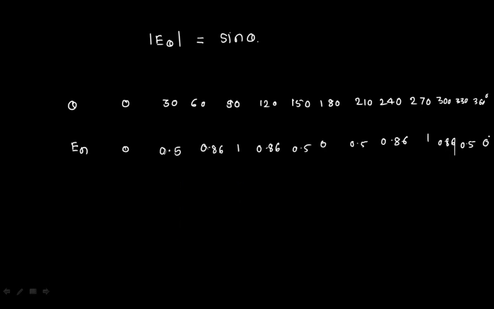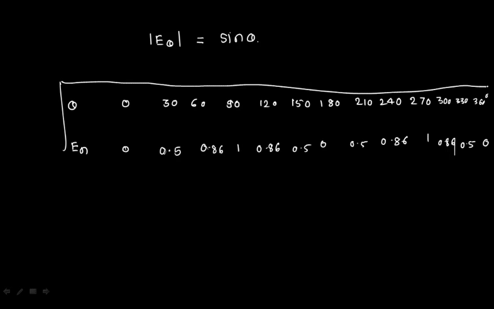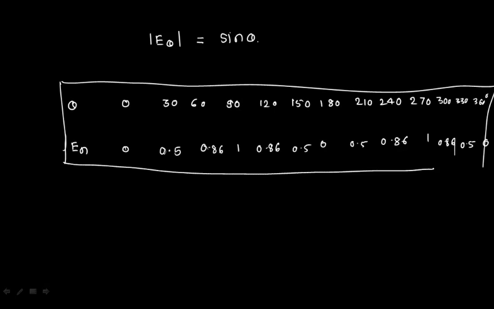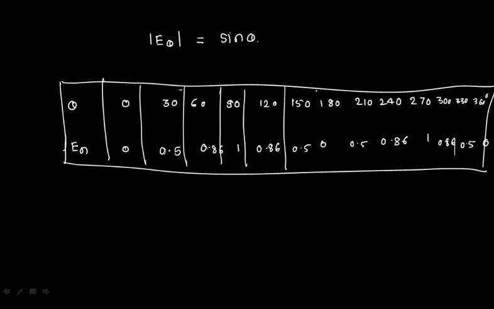Now what I'm going to do here: if you have got this value, here you have drawn theta, and against it I'm just trying to separate out the values for different degrees. So for 0 we got 0, for 30 we got 0.5, for 60 we got 0.86, for 90 we got 1, for 120 like this. I have just separated out these values. Now I'll plot the graph for this one.